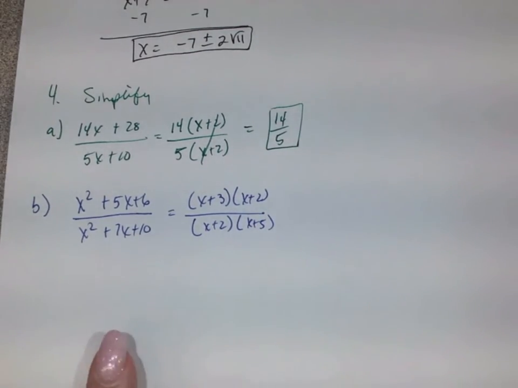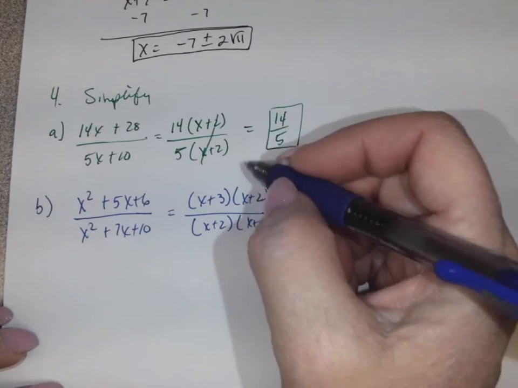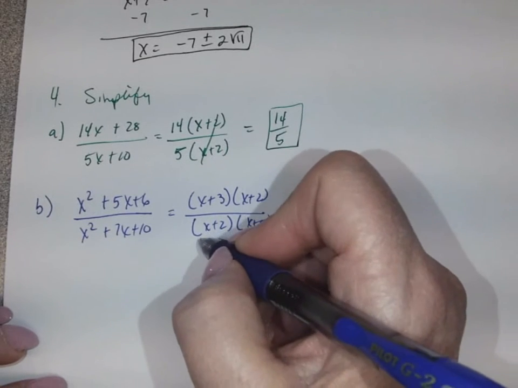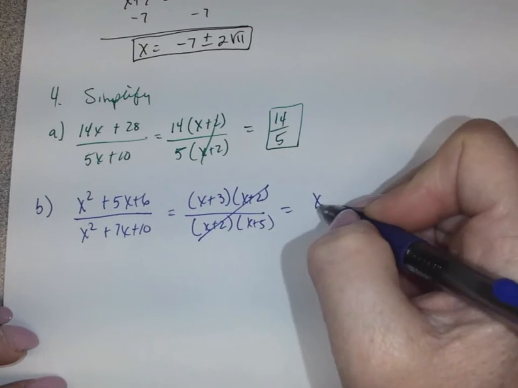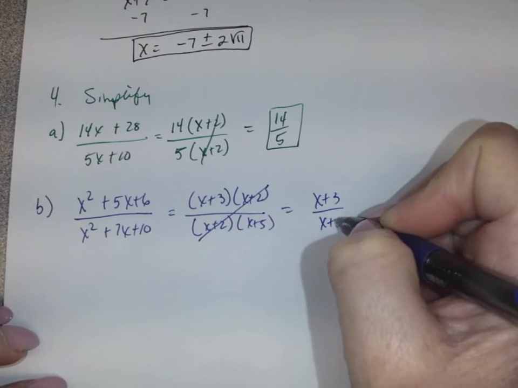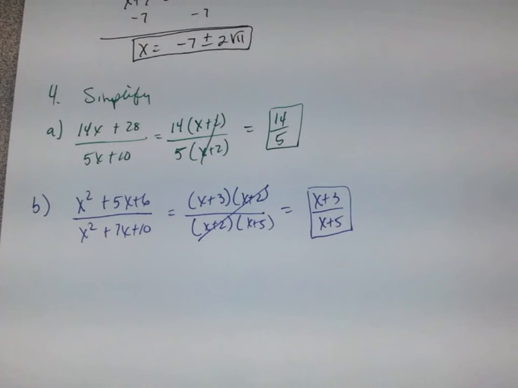Now I'm factoring these using the AC method. You need to know how to do that. If you need to, go back and re-watch the videos we've done before on factoring. The x plus 2's will cancel, and we're left with x plus 3 over x plus 5 as your final answer.